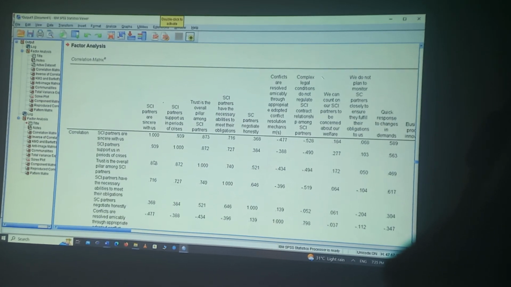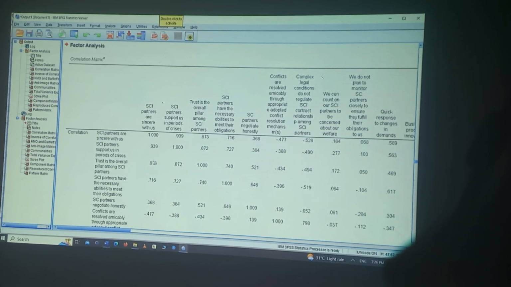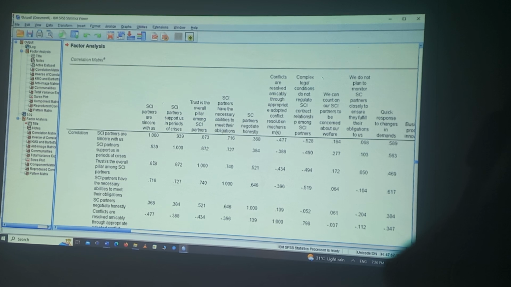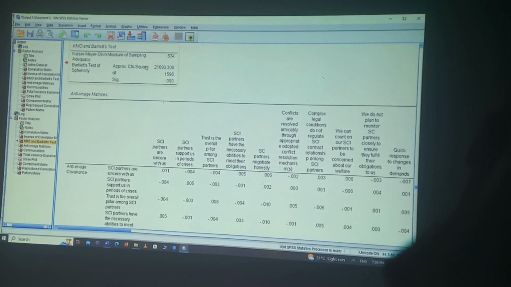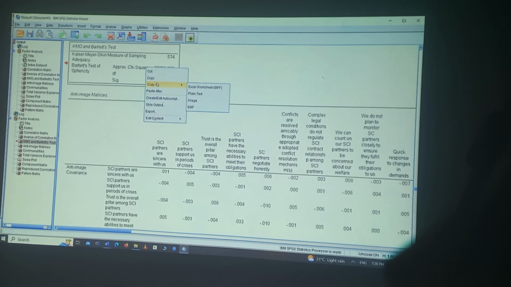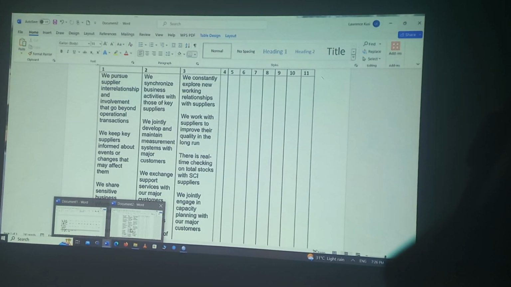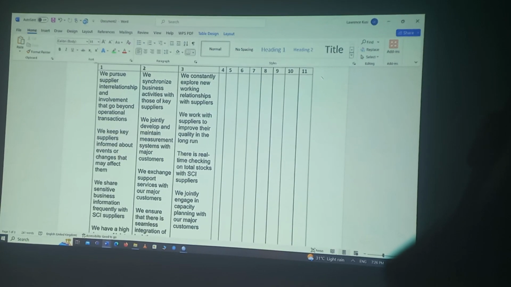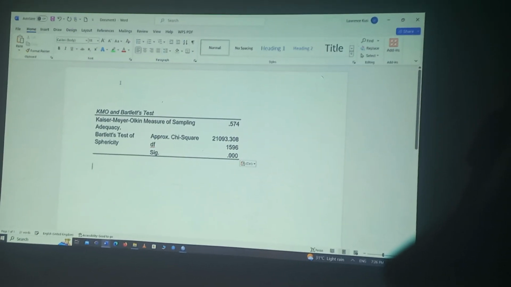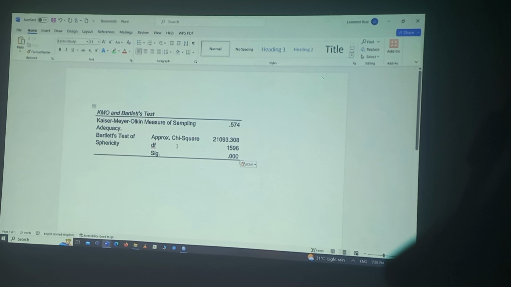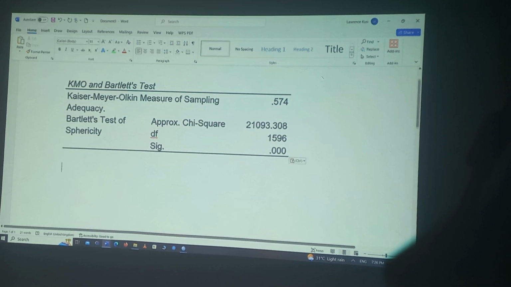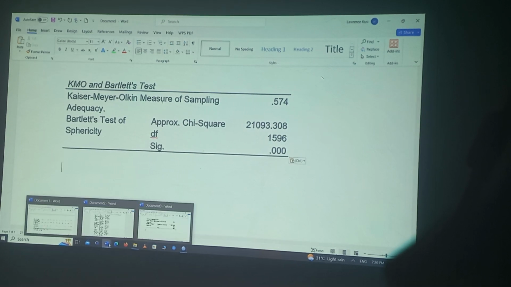You can check all of that. So when the results come, where do you start? You have so many of them, but the most important ones are, you go to your KMO, right? You copy your KMO and Bartlett's test. This is our KMO. What are we using? KMO, 0.574. Okay, the same thing displayed.